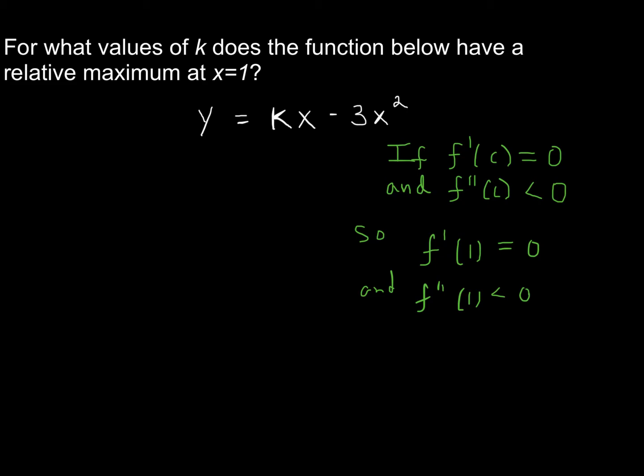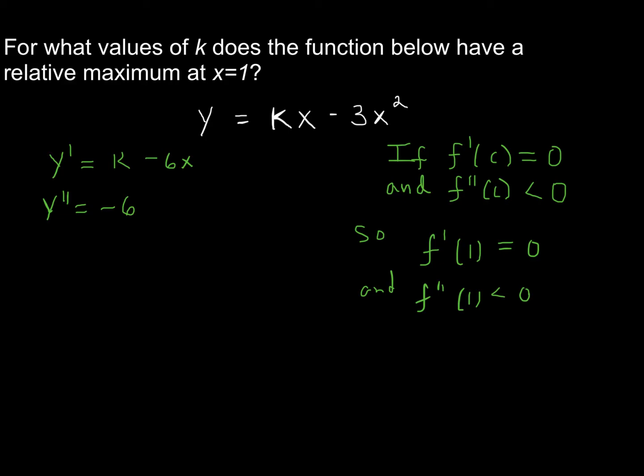So now taking the first derivative, k times x, well that's x to the first, I use the power rule. I have k minus 3x squared, so the derivative of that will be negative 6x. And then taking the second derivative is going to be, well, here k is a constant, so the derivative of k is 0, and the derivative of negative 6x is just negative 6.